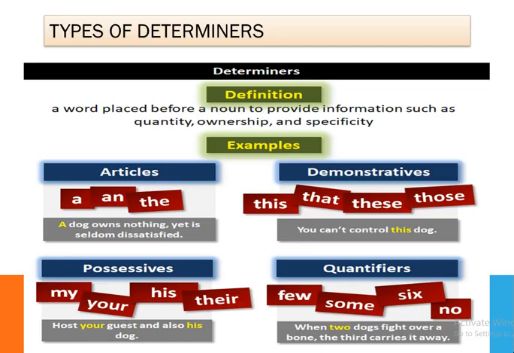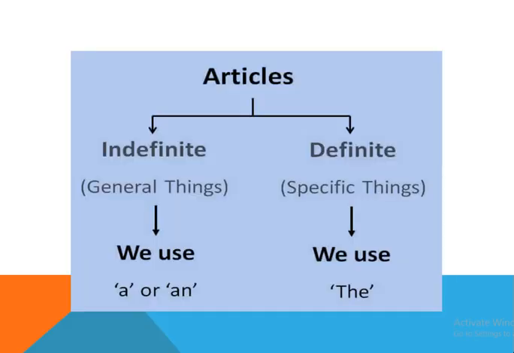Next moves to the types of determiners. I think definition is clear to you. Now we will see the types of determiners. First is articles like a, an, the. You know very well these are articles. Demonstratives: this, that, these, those. These are called demonstratives. Now possessives, which show possessions or belongings like my, your, his, their. Next is quantifiers. Quantifiers means numerals, numbers or ordinals. Means few, some, six, no. These are called types of determiners which we will do one by one.